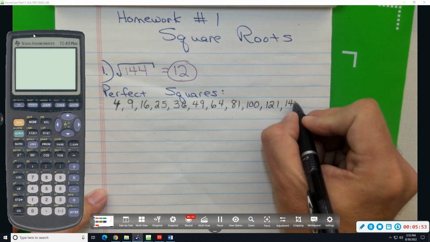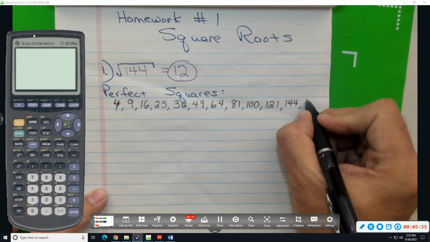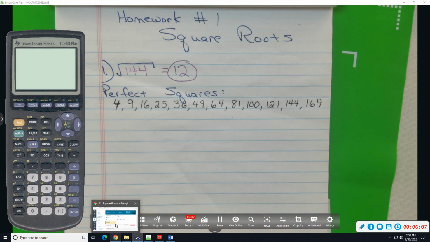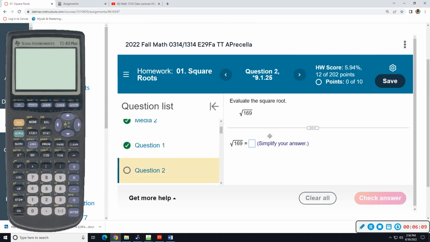And 13 times 13 is 169. We didn't list that one yesterday, but since we've already seen problem number 2. Oh, what was number 2? Yeah, look at problem 2. Oh, let's see. How do I do that? Oh, there it is.